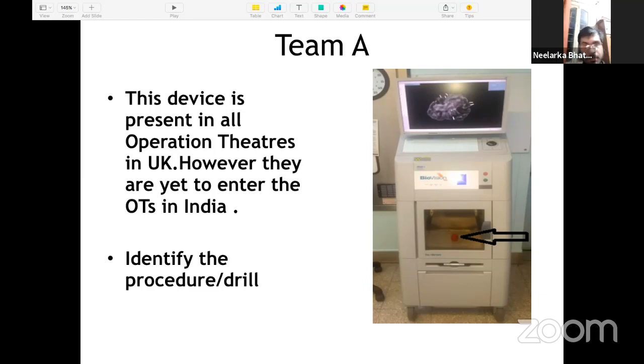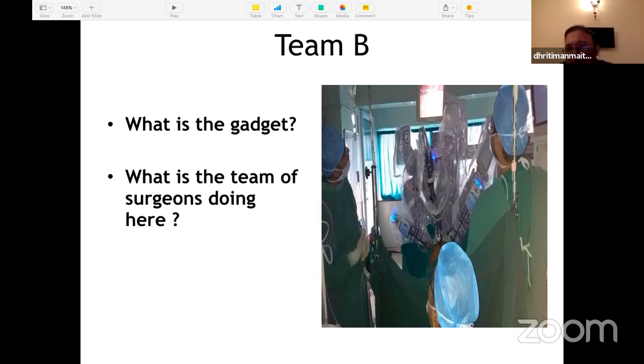The time is up. This is an intraoperative or just post-operative specimen mammography. You're doing a mammography of the tumor which you have removed, after surgery. Team B, what is the gadget? What is the team of surgeons doing here? If you identify the gadget, you can say what they're doing. So it's just one question.